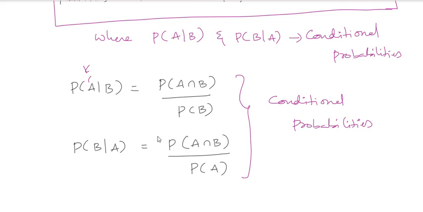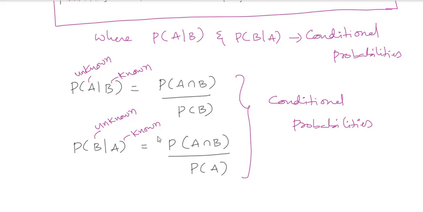Here the A value is your known event. A value is known and B value is unknown. That is the reason I'm representing the unknown event this way; this is the reverse I wrote. Here B is the unknown event, and here also B is the unknown event and A is the known event. So the usage of conditional probabilities is that I'm writing the unknown events in terms of your known events. That is the usage of this one.